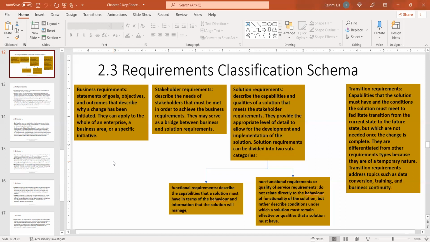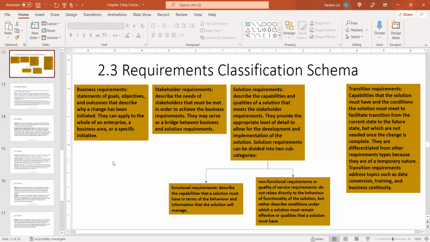The last one is transition requirements. Transition requirements are capabilities that a solution must have and the conditions that the solution must meet to facilitate the transition from the current state to the future state, but which are not needed once the change is complete. They are differentiated from other requirement types because they are of a temporary nature. Transition requirements address topics such as data conversion, training, and business continuity.